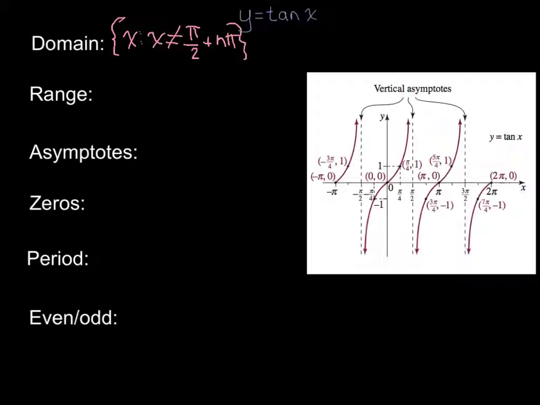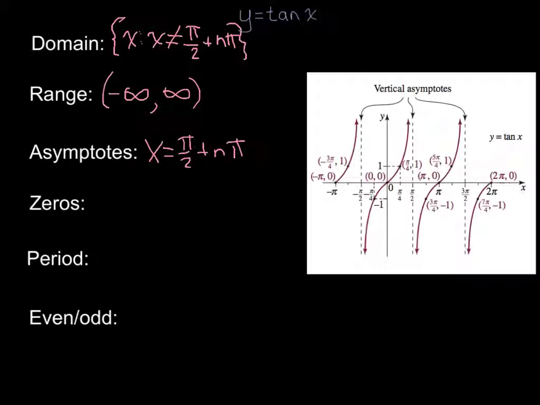Now the range, we can see we hit everything. So that's going to be from negative infinity to infinity. The asymptotes are the ones we excluded from the domain. So the asymptotes are located at x equals pi over 2 plus n pi. Again, n is any integer.